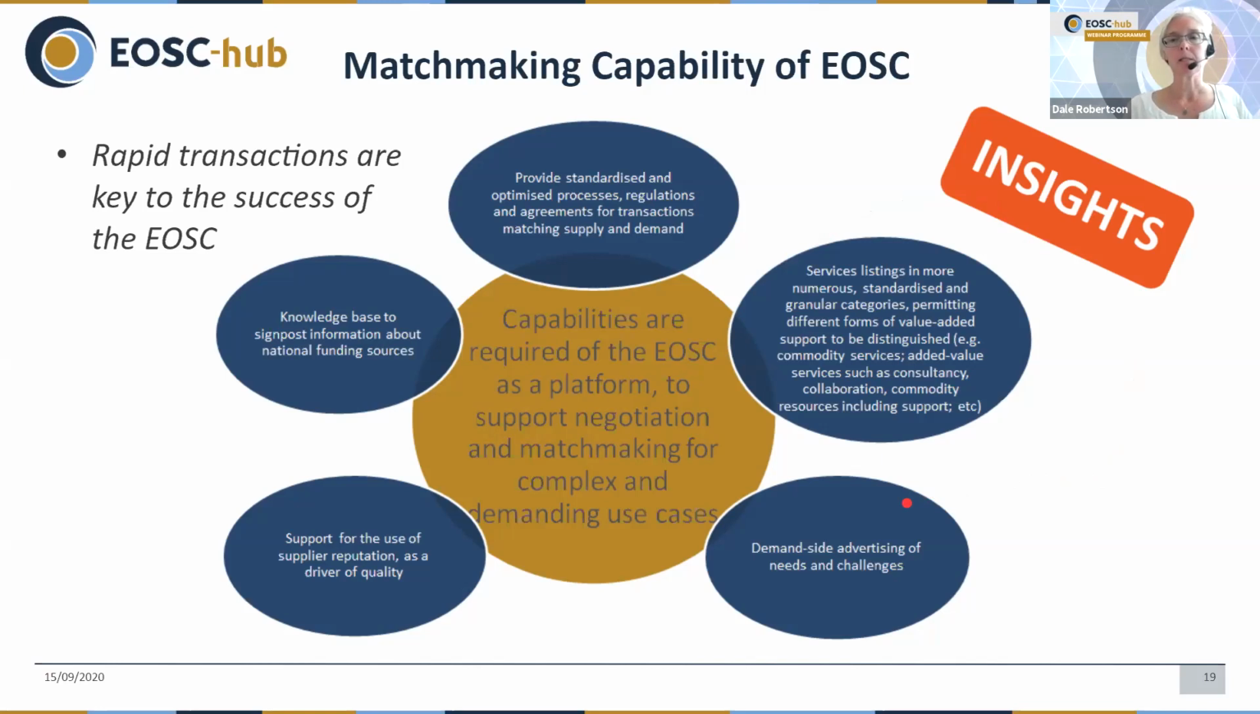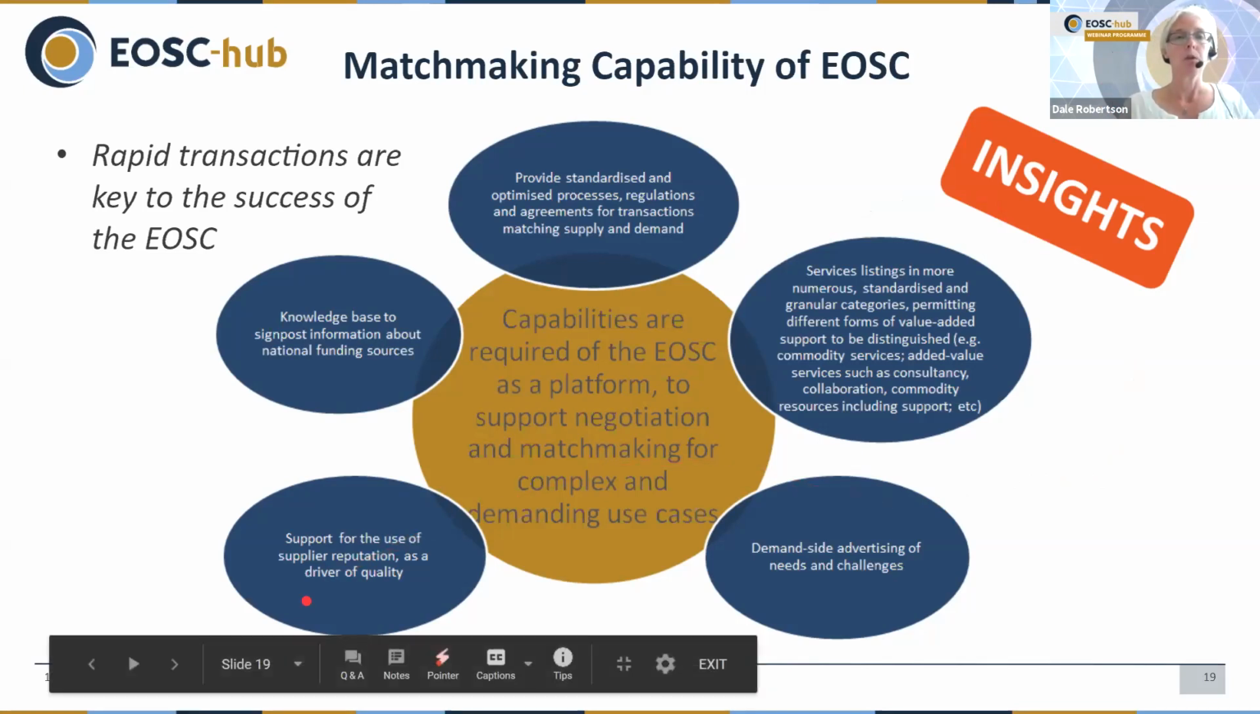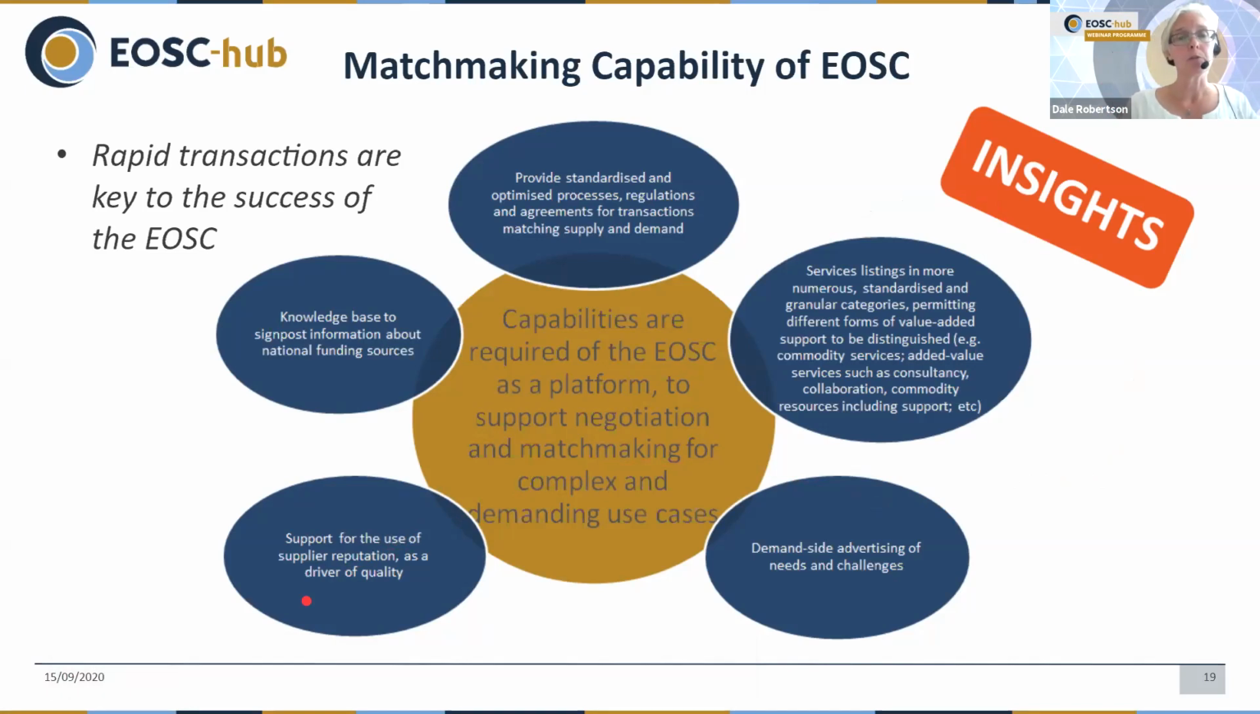Thirdly, demand-side advertising of needs and challenges by the EOSC would be helpful. To look at the examples of these two use cases, if those user groups were able to advertise somewhere using the EOSC what their use case was and say, look, we're interested in doing this, we have a need for services, can anybody help? That could be quite a useful function to provide. The EOSC could also provide support for the use of supplier reputation.